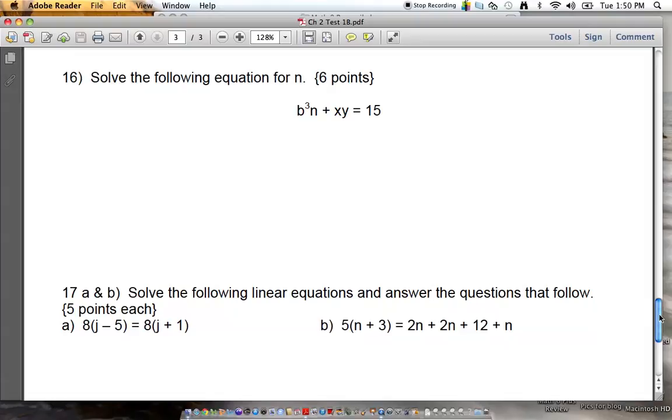What's for homework? The packet. Finish the pretest, we'll be checking it tomorrow.